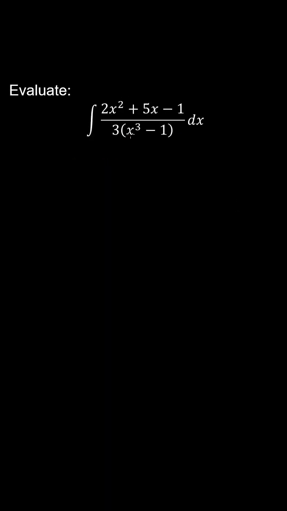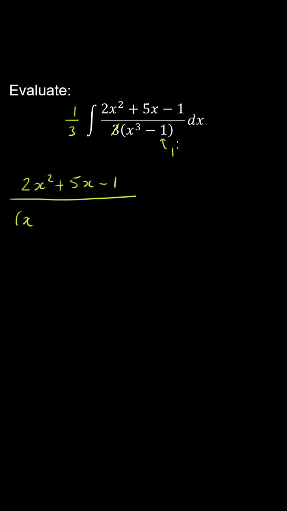Let's evaluate this integral of a rational polynomial function with a higher degree polynomial in the denominator. So we'll use partial fractions and take the constant outside the integral first. So inside the integral, we need to factorize the denominator. So we have 2x squared plus 5x minus 1, and we're going to use cubic factorization to factorize this cubic.